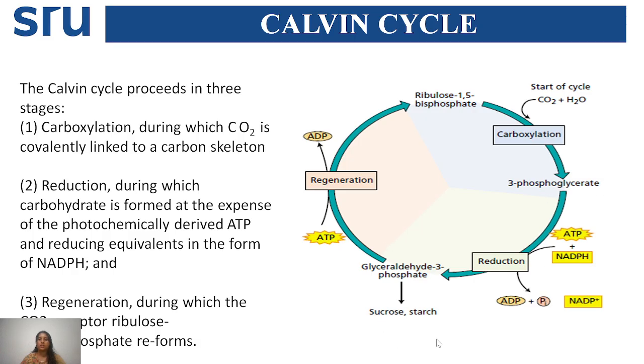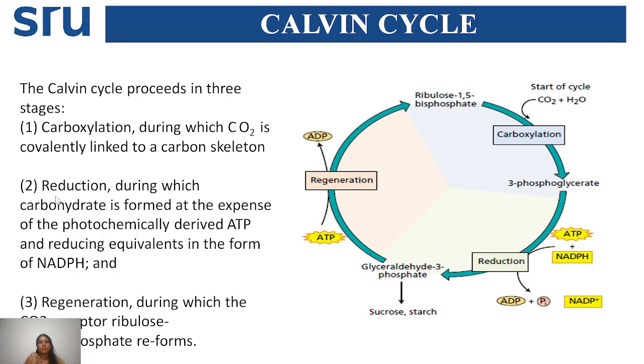After that, two of them will go for glucose synthesis or sucrose synthesis, and the remaining will enter the regeneration pathway. In the regeneration pathway, energy is also needed to regenerate the RuBP compound. To regenerate this ribulose 1,5-bisphosphate compound, we again need extra energy. This energy is provided by cyclic photophosphorylation. So in this cycle we have three steps.